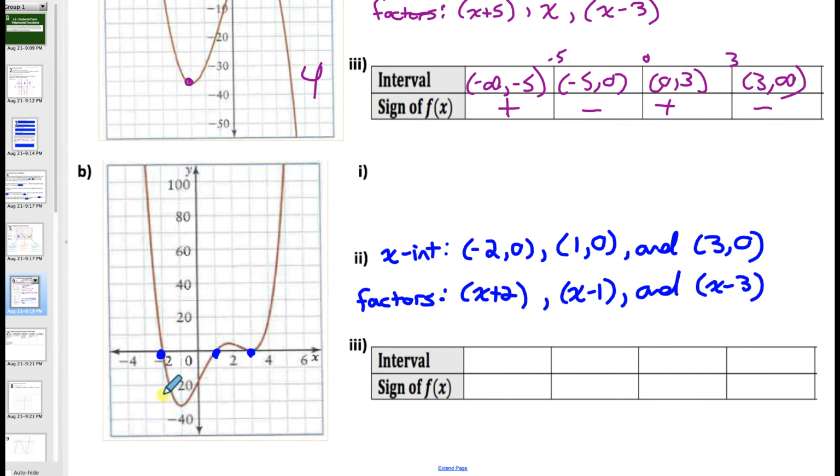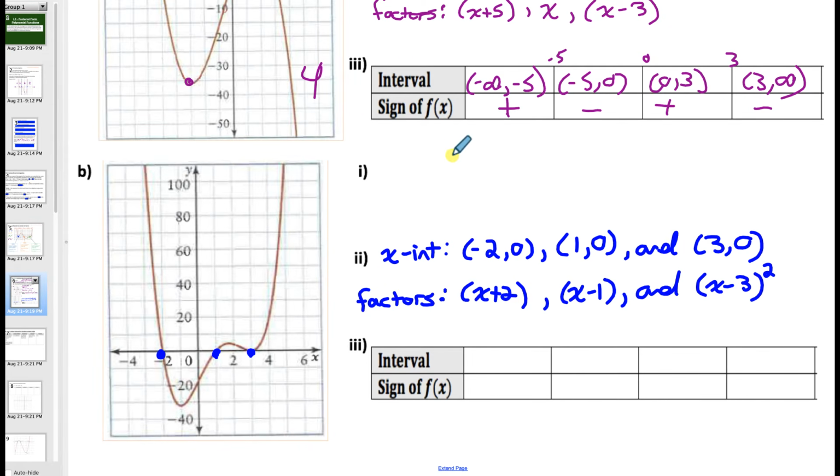Now, I need to be careful with what exponent I put on each of those factors. At -2, it goes straight through, so yes, that is order 1. At 1, it goes straight through, so yes, that is order 1 as well. But at 3, it looks like it just bounces off like a parabola. It looks like a degree 2 power function at that x-intercept. So that means that factor must have had an exponent of 2 on it. That x-intercept is order 2.